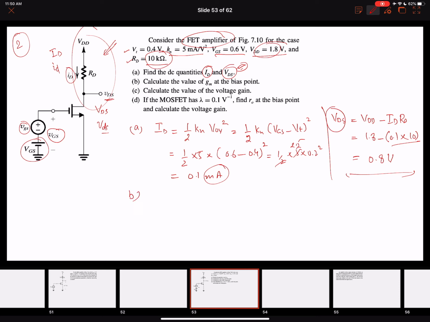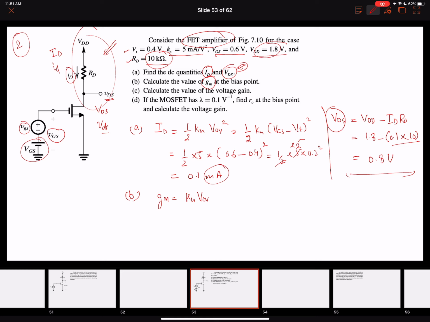Let's do the second part now. In the second part, we are interested in finding the value of gm, the MOSFET transconductance parameter, at the bias point. If you remember from one of the earlier lectures, we found the value of the transconductance parameter, which was Kn VOV. Probably remembering is not needed, as you can always have the formula sheet for the final exam, whether live or remote. This is the relationship we found for the MOSFET transconductance parameter.